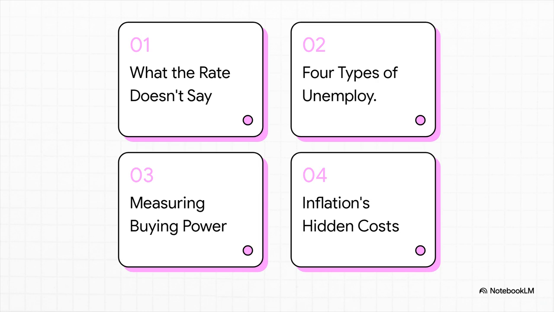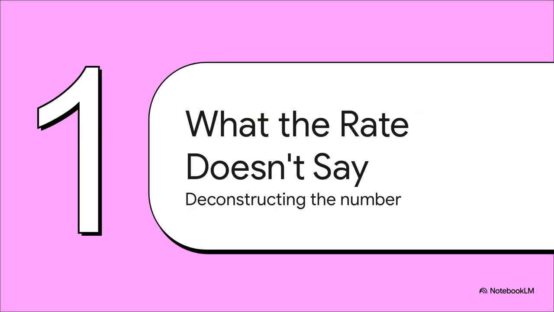Here's how we're going to break it all down. First, we'll look at what that unemployment rate doesn't tell you. Then, we'll get into the four different types of unemployment. After that, we're switching gears to your buying power and inflation. And finally, we'll wrap up with the hidden costs of rising prices. All right, let's get into it.